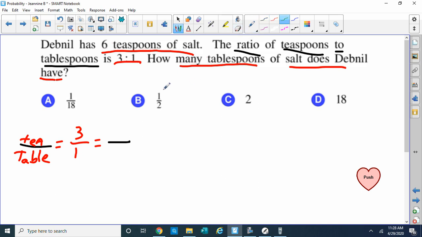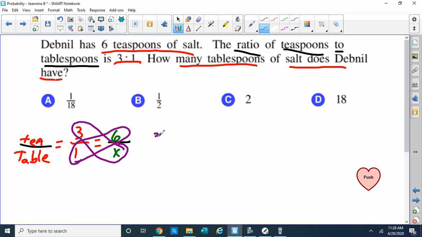So I know I have 6 teaspoons of salt. I'm going to put that up here on the top because there's my teaspoons on top as my numerator. I'm looking for tablespoons on the bottom of my fraction. That's where I'm going to put the X because I don't know how many tablespoons that I have, so I'm looking for that. Now I have 3 over 1 is equal to 6 over what number? If you remember in the video, we cross multiply to solve for X. So we're going to cross multiply and solve for X.